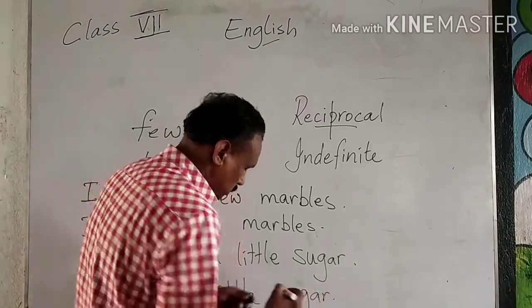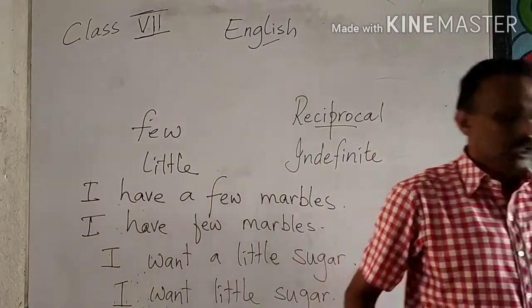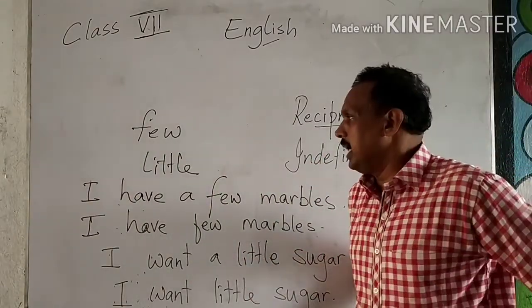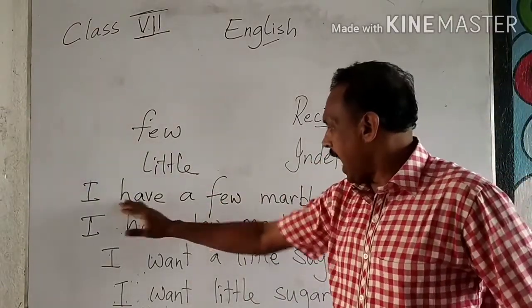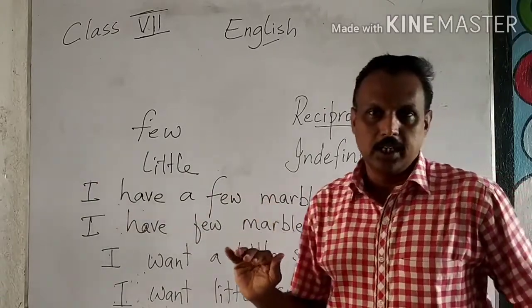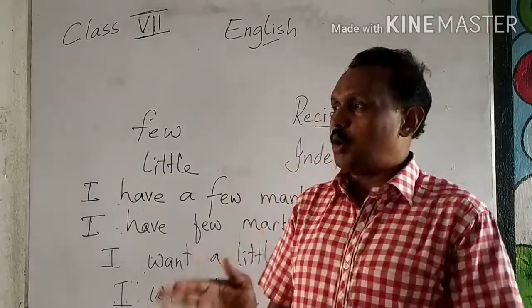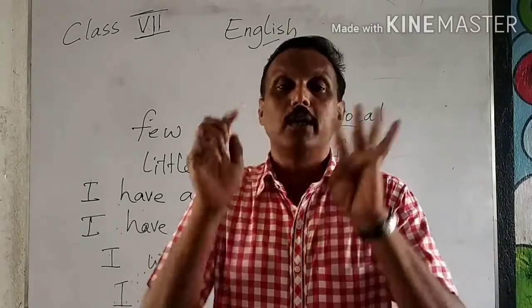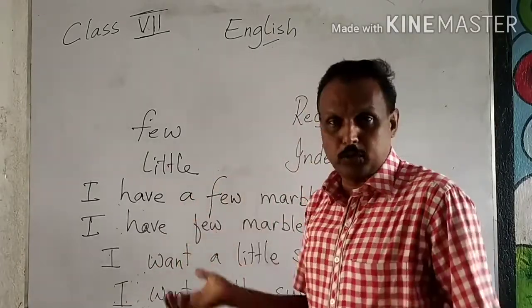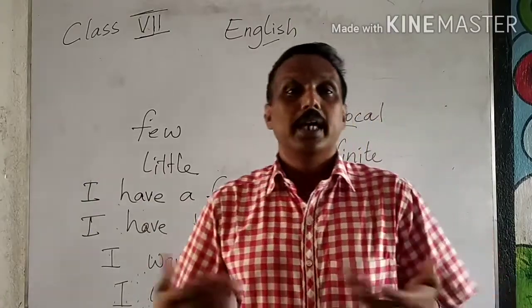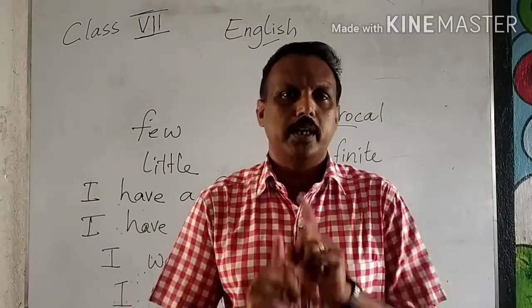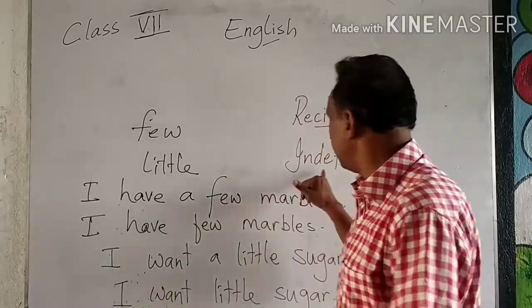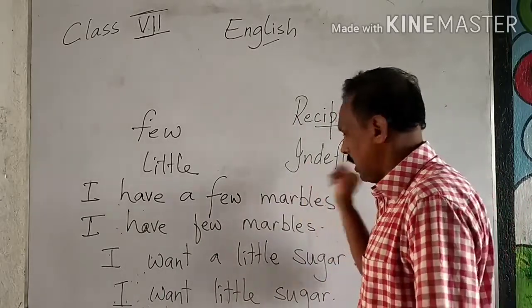So I have written down 4 sentences for you. In this, 2 have the same meaning and 2 are little. I have a few marbles. So we are not saying I have 4 marbles. When you say that, it is a definite number: 1, 2, 3, 4, definite. I have a few marbles means it can be 2, it can be 20. It is not sure, not definite, and so we call it an indefinite pronoun.